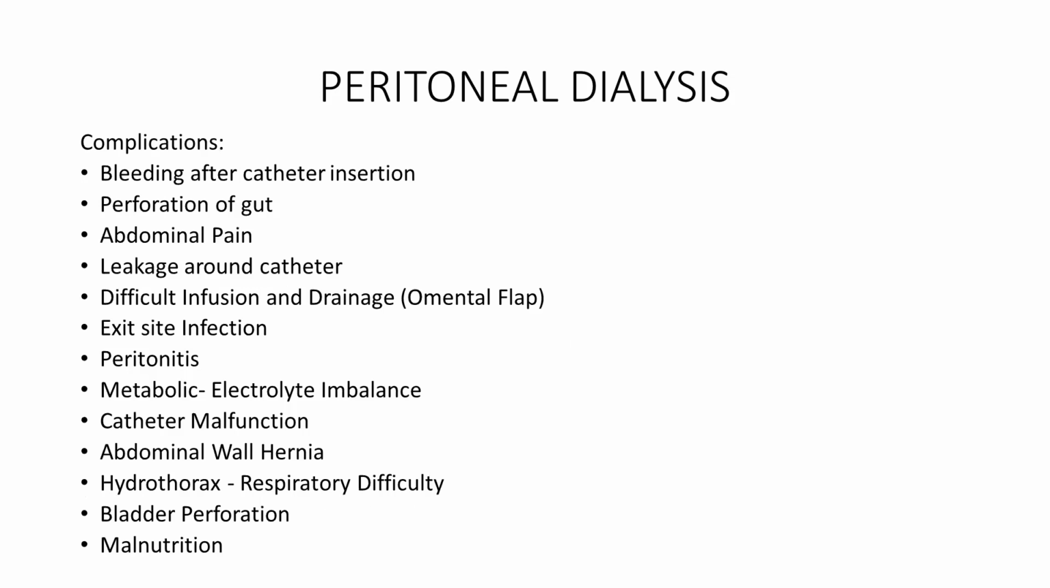Now, what are the complications of peritoneal dialysis? Bleeding after catheter insertion, yes, that can occur. You can perforate the gut, abdominal pain, leakage around the catheter, difficult infusion, drainage, omental flap. You have placed the catheter, you are trying to infuse the fluid into the abdominal cavity, but it is not going. The omentum of the abdomen flaps around the catheter, and there is a difficult infusion. Exit site infection, peritonitis is one of the most dreaded and most common complications of peritoneal dialysis. Metabolic and electrolyte imbalance, catheter malfunction, abdominal hernia, hydrothorax, and bladder perforation are the potential complications of peritoneal dialysis.